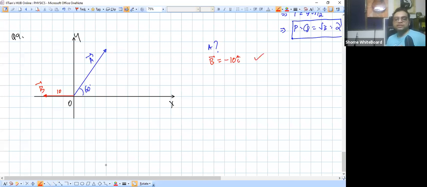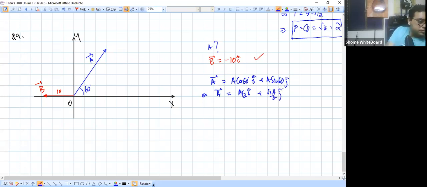But what can we say about vector A? Vector A we can say some unknown A cos 60 I cap plus that same unknown magnitude into sine 60 j cap, or you can say that the vector is A by 2 I cap plus root 3 A by 2 j cap. Okay, so that is done.